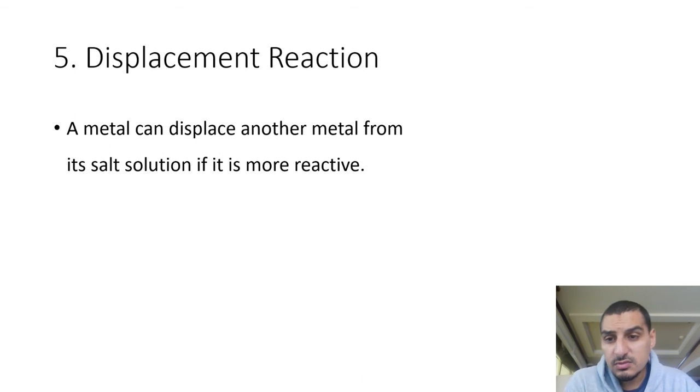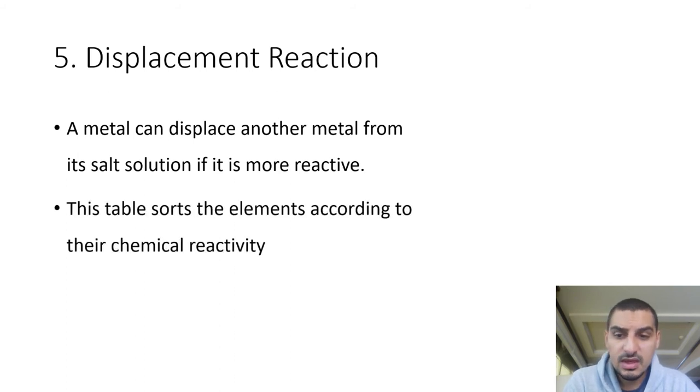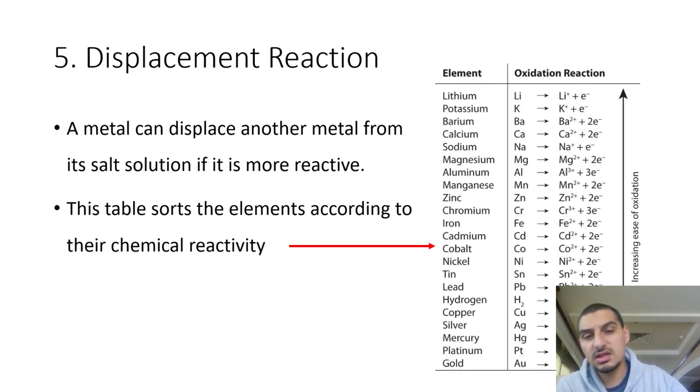The fifth reaction is called the displacement reaction, and it's clear from the name that something is going in the place of something else. This can have different forms. One of them is displacement of a metal by another metal. If you put a metal in a solution of another metal, it can kick this metal out of the solution and become part of the solution. The thing that tells us which metal can replace the other metal is the electrochemical series, which is a list of the elements arranged according to their chemical activity.